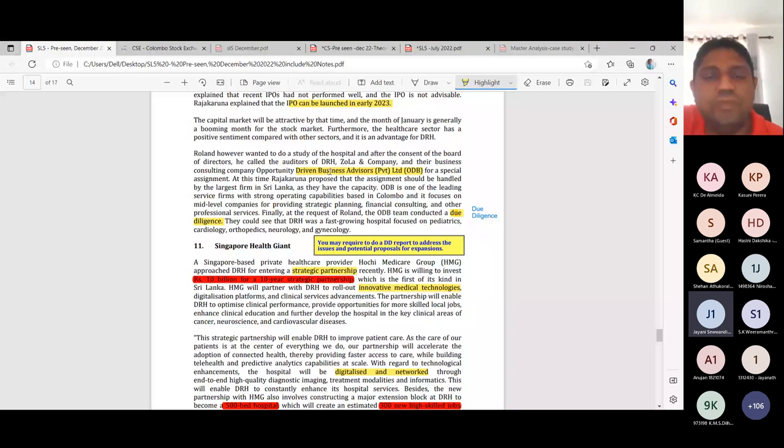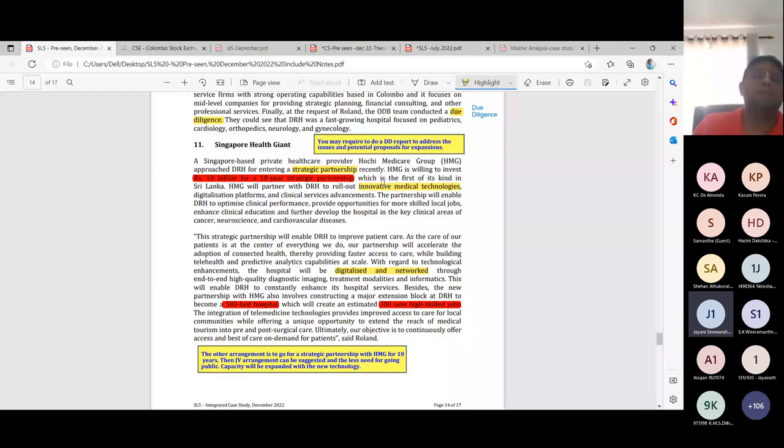ODB is one of the leading service firms with strong operating capabilities based in Colombo, and is focused on mid-level companies, providing strategic planning, financial consulting, and professional services. Finally, at the request of Roland, the ODB team conducted due diligence. They could see DRH was a fast-growing hospital focused on pediatrics, cardiology, orthopedics, neurology, and gynecology. So this is an interesting part. I feel that your role may be one of the advisors in this particular consultancy firm.